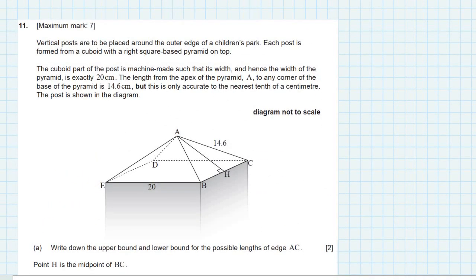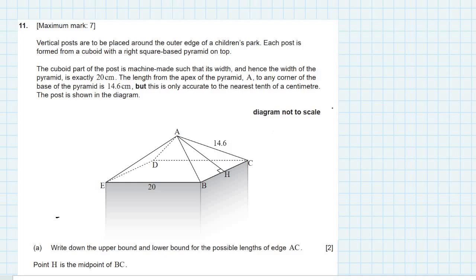Okay, in this question we have a pyramid with a square base. It means EB is 20, BC is also 20. Question A, we have to write down the upper bound and lower bound for the possible length of AC. This is correct to the nearest tenth.